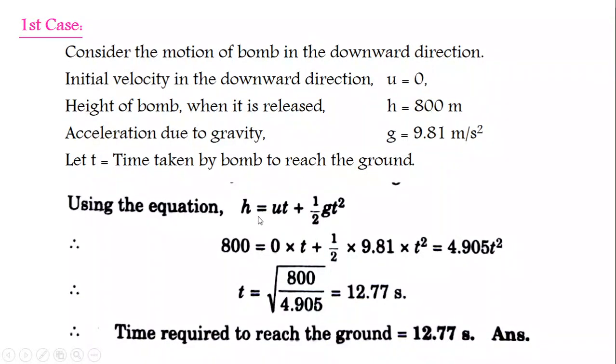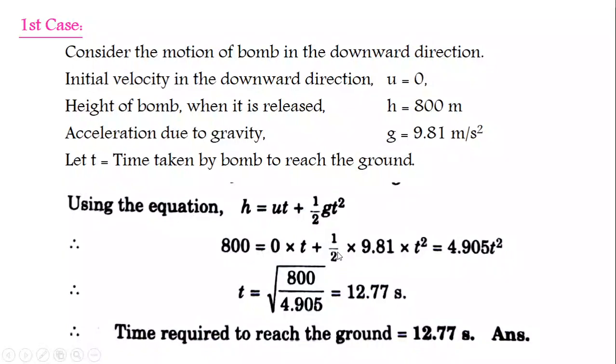Using the equation h equal to u t plus 1 by 2 g t square, we have to find only t. The other data we know: h is 800 meter, u is 0, and g is 9.81. Applying the values: 800 equal to 0 into t plus 1 by 2 into 9.81 into t square. Now 0 into t is 0, and we simplify this equation.